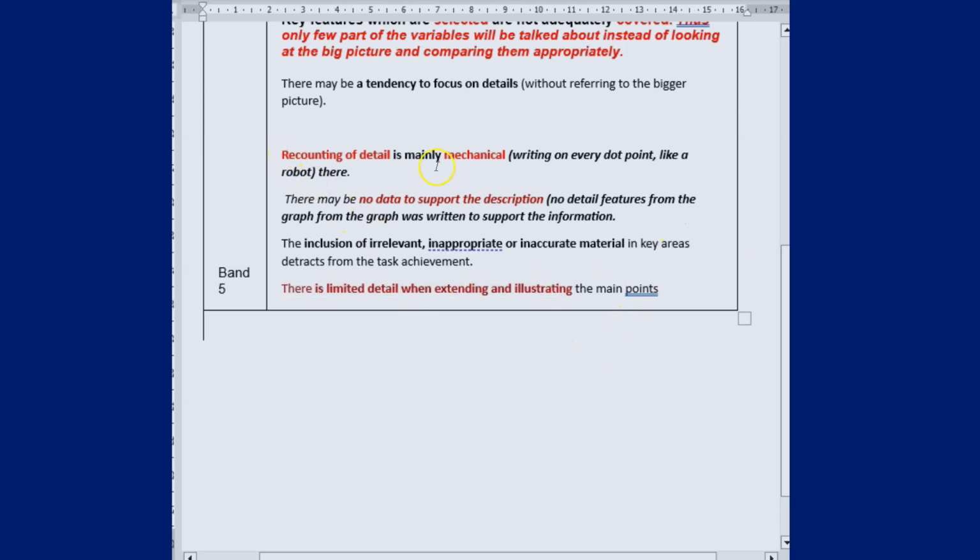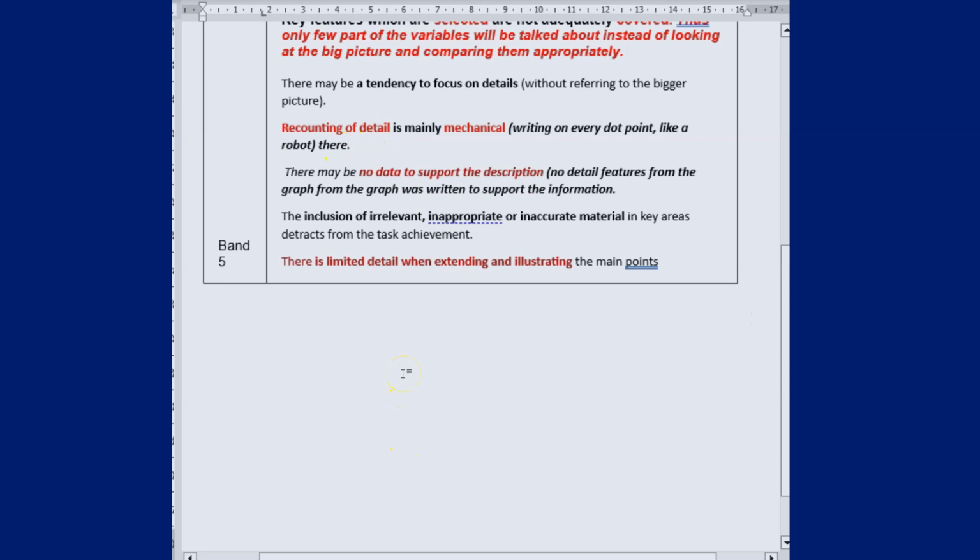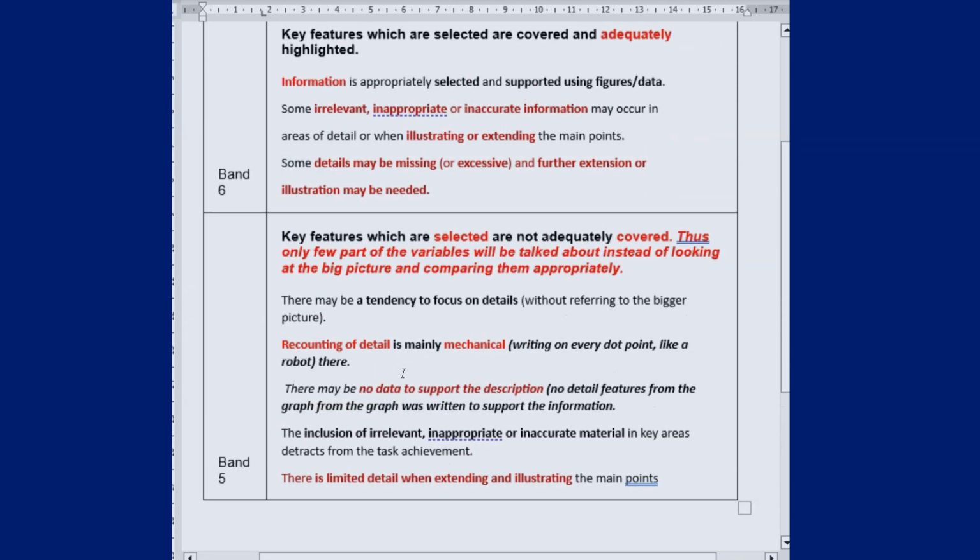As stated, don't recount detail. I don't want to see you writing mechanically when you are writing your essay. You should be able to give a very good picture of the essay. Don't take one particular part of the essay and write from start to finish. Don't do that. You have to compare some of the data. You have to summarize the data. That is what you're supposed to do.